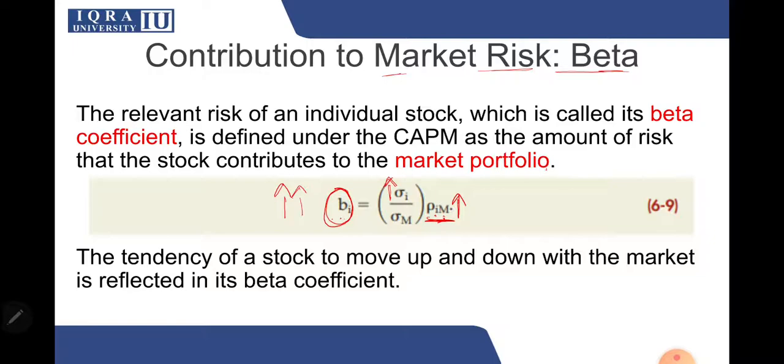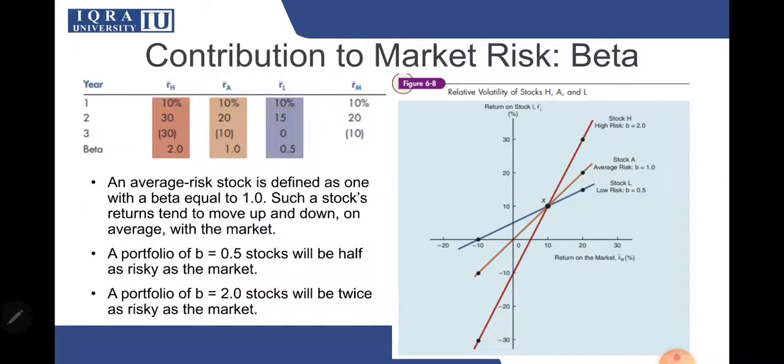In order to understand this even more, let's look at an example. Over here we have three stocks, RH, RA, and RL. These are the returns of the three stocks H, A, and L, and you also have the market return. In year 1 the market gave a 10% return, in year 2 it gave a 20% return, and in year 3 it went into loss. So now you're interested in how the three stocks H, A, and L are responding to these changes.